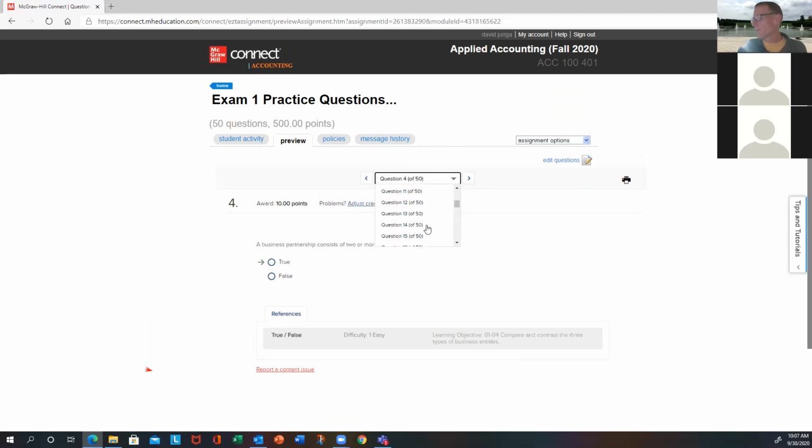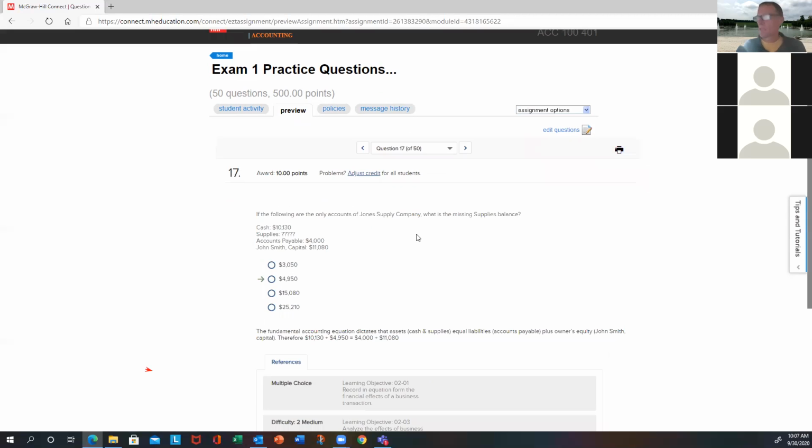So here might be an example of a multiple choice question, and this question is all about the accounting equation. It says that the following are the only accounts of Jones Supply Company, and they want you to supply the missing balance. You should know, for example, that supplies is an asset. They give you cash, they don't give you the supplies number, they give you accounts payable, and they give you capital.